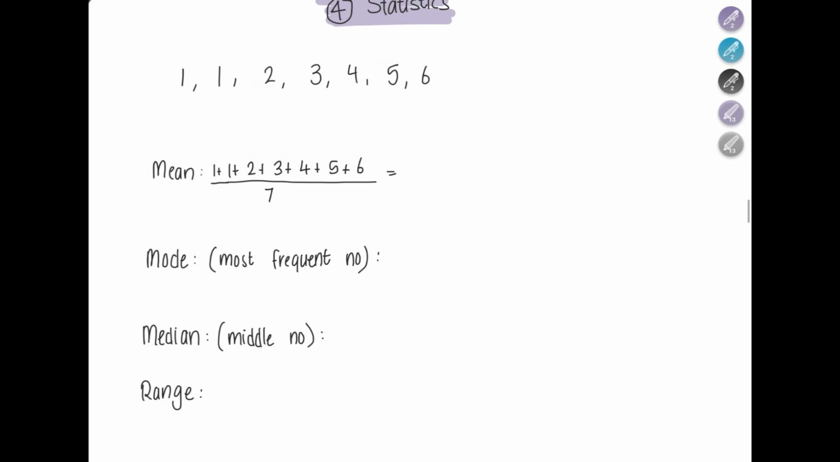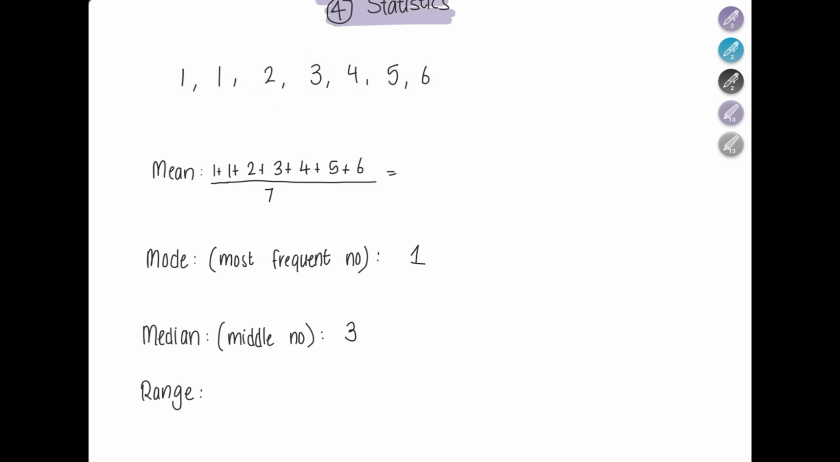Secondly, mode. Which number is the most frequent number? Here you can notice 1 is repeated twice. No other number is repeated, so mode is 1. What is median? Median is the middle number. Make sure when you're finding the median, your numbers are arranged in ascending order or descending order, and then you can find the middle number. What is the middle number here? Not 1 and 6, not 1 and 5, not 2 and 4. We have 3. 3 is the middle number.